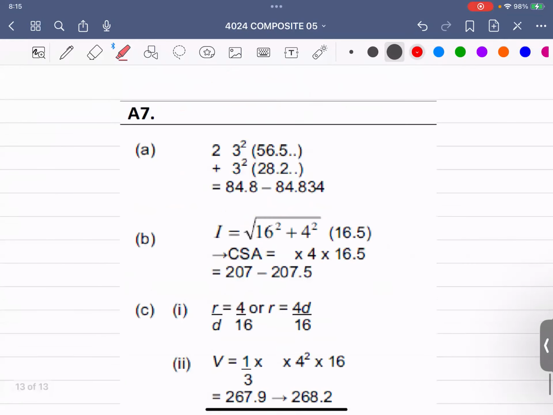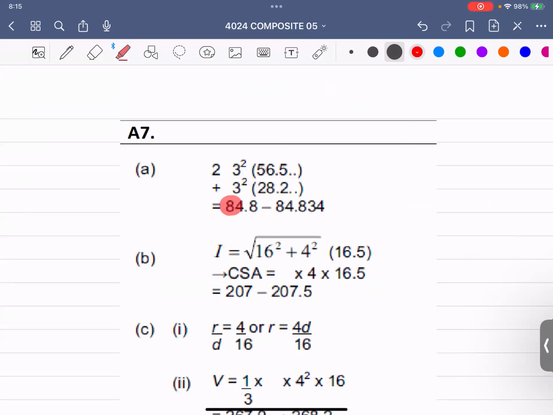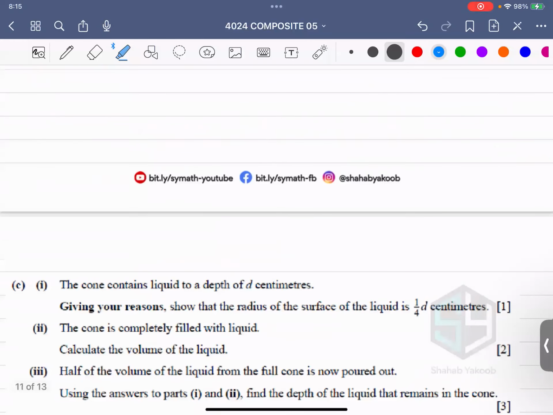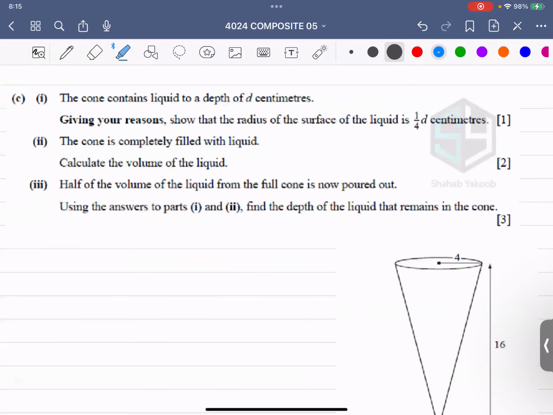So this is 84.8, the red one. We got this. And 207, that is the next answer. So both these answers are correct. Let's move on. Now we are over here.